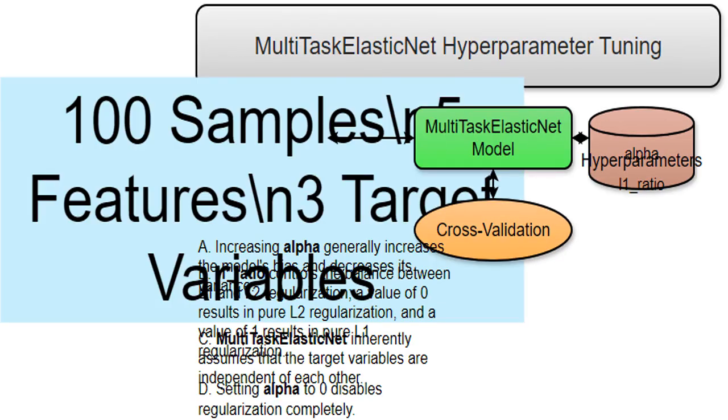This is a specific type of regression model from the Sklearn library in Python, designed to handle problems where you have multiple target variables that are possibly related to each other. It uses a technique called elastic net regularization, which is a combination of L1 and L2 regularization techniques.